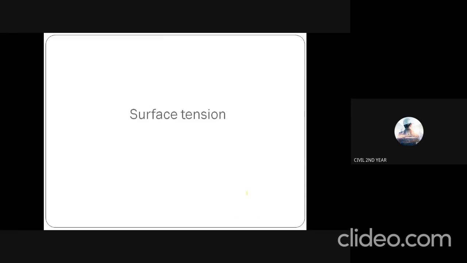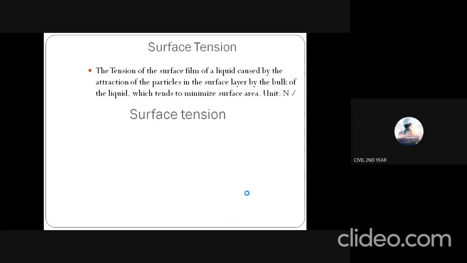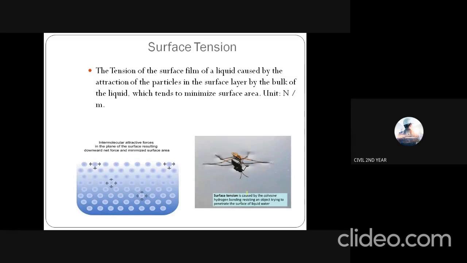So next, surface tension. Surface tension is nothing but a tensile force acting on the surface of the liquid, due to one fluid particle colliding with another. That's why insects and some birds can stand on fluids. Due to that nature, the tension of the surface film of a liquid is caused by the attraction of the particles in the surface layer by the bulk of the liquid, which tends to minimize surface area. The unit is Newton per meter.